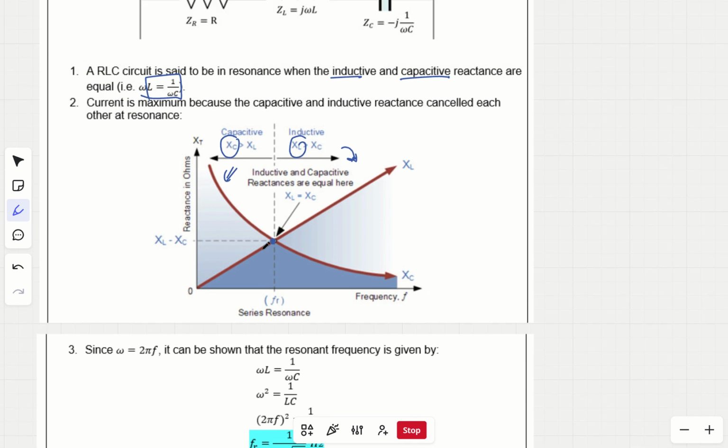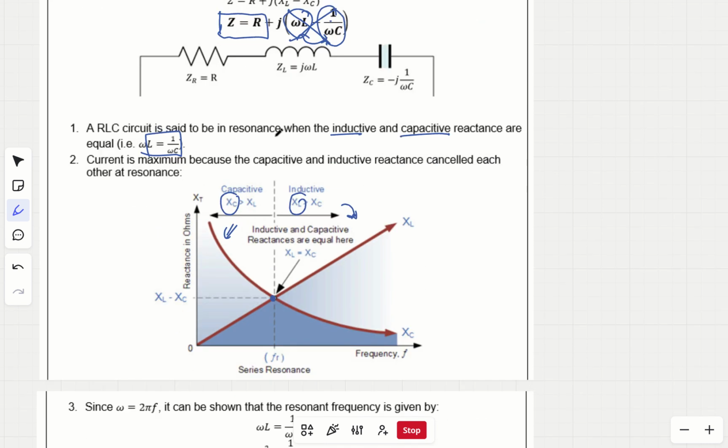As we change the frequency, this curve changes. Frequency is related to omega: 2 pi f equals omega. When the frequency is increasing, when omega is increasing, this one will become bigger and bigger. That's why at large omega, the j omega L will become large, so this becomes inductive.